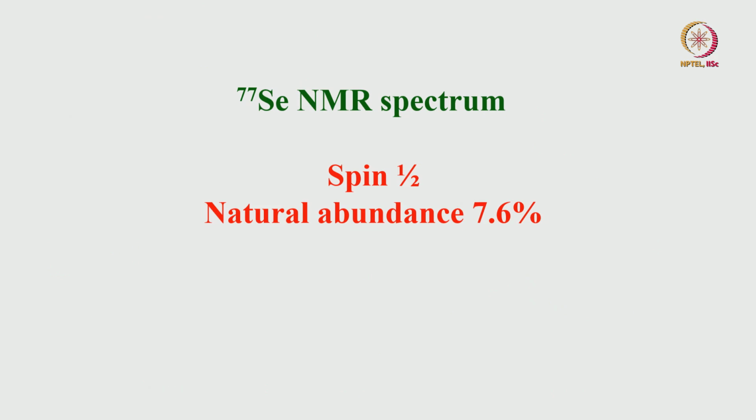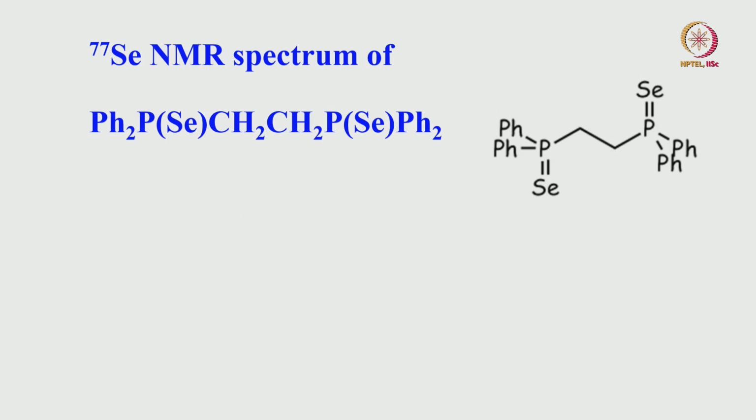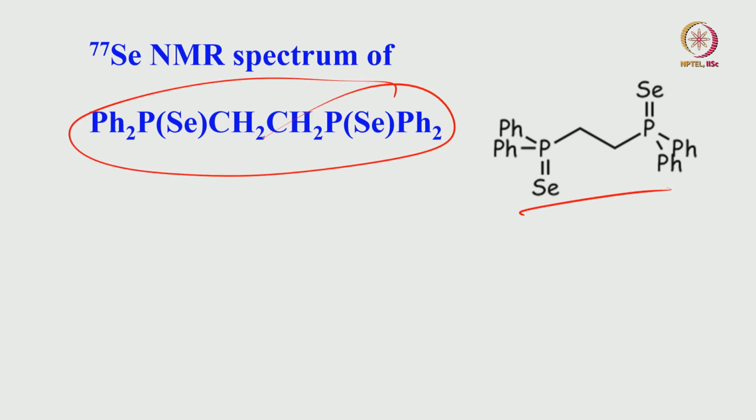Selenium-77 NMR you can think of. What is selenium-77 NMR? It is a spin-1/2 nucleus. Natural abundance is only 7.6%. Let us look at this molecule. How many peaks can we expect for this? It is a very big molecule, and this is a big name for it.